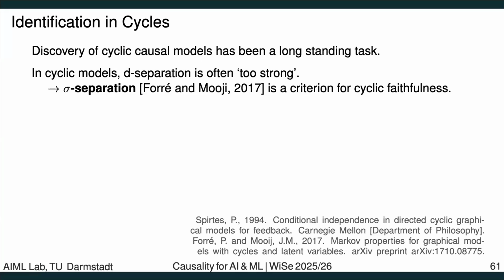So the problem is that an intervention is no longer a local property, but it can basically change the whole system that I'm looking at. And there is this notion of sigma separation, which is a bit more tricky to formalize, but can be done to get similar properties to d-separation for cyclic models.